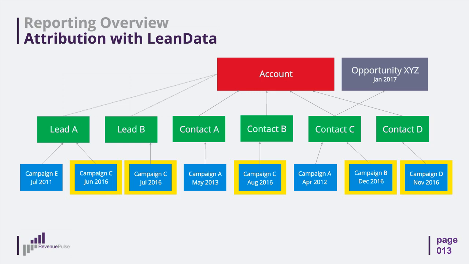But that we're actually not giving any attribution dollars to our much earlier campaigns that are not highlighted. So for lead A, it's the one in July 2011. For contact A, it's May 2013. And for contact C, it's campaign A in April 2012. Those took place many years ago, and we can't really say accurately that those had any influence.